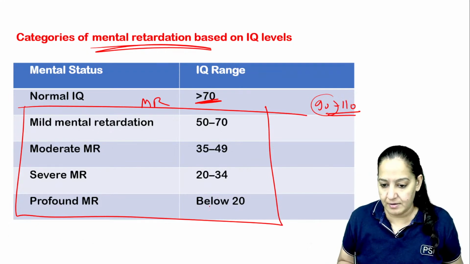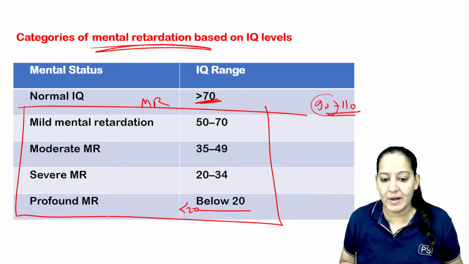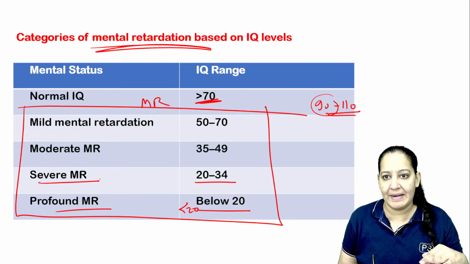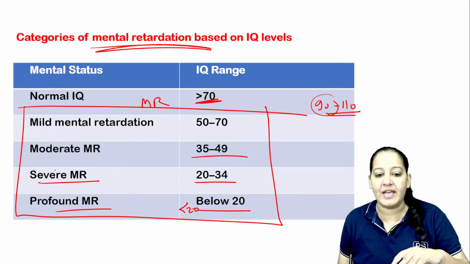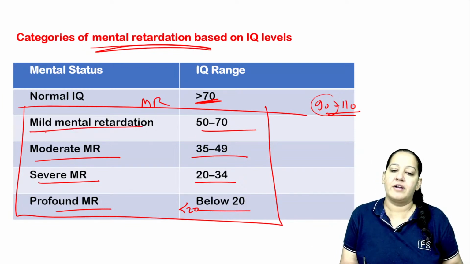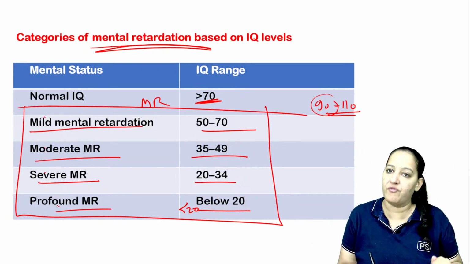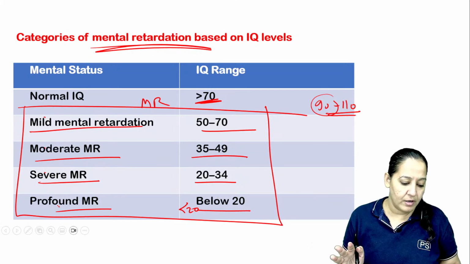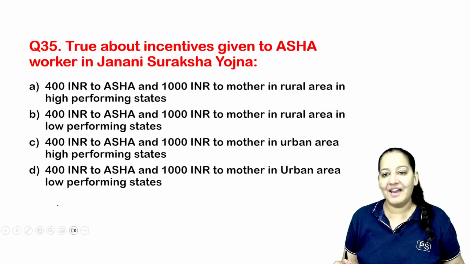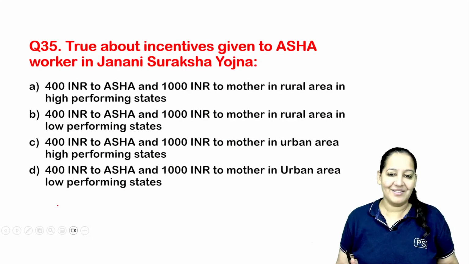So below 20 is profound mentally retarded. 20 to 35, it's severe mentally retarded. 35 to 50, it's moderate mentally retarded. And 50 to 70, it's mild mentally retarded. Mild, moderate, severe, profound. These are the categories of mentally retarded. Okay. And we go ahead. So coming on the next question.